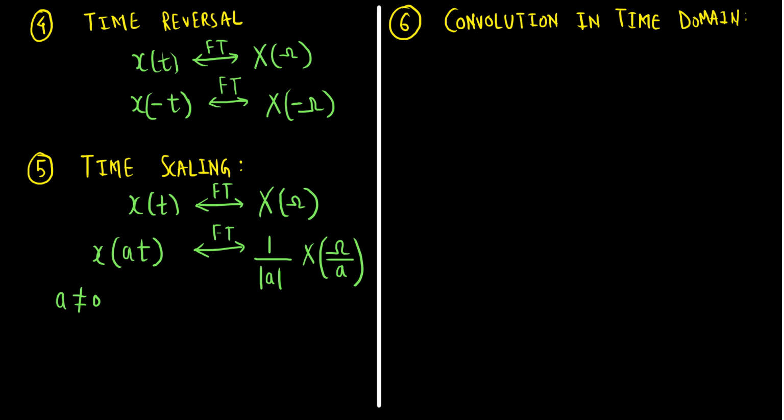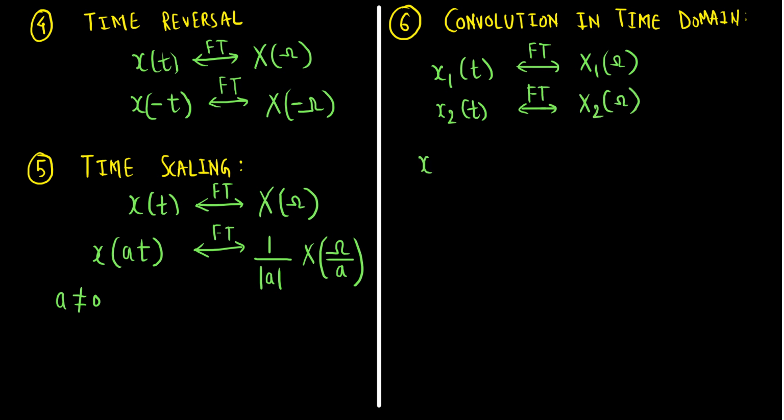It says that if you have two signals, say x1 of t and x2 of t, and let's suppose we have this x1 of t whose Fourier transform is given by X1 of omega. Let's suppose we have another signal x2 of t whose Fourier transform is given by X2 of omega. Let's suppose we convolve the two signals in time domain, the resultant Fourier transform is going to be the multiplication of the Fourier transforms of the individual signals. That is going to be X1 of omega times X2 of omega. This property is called the property of convolution in time domain.